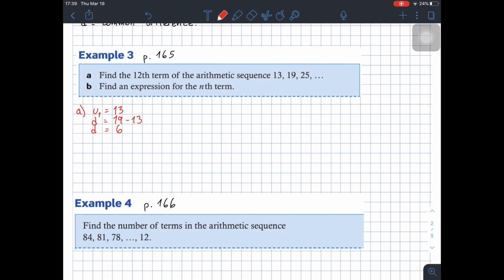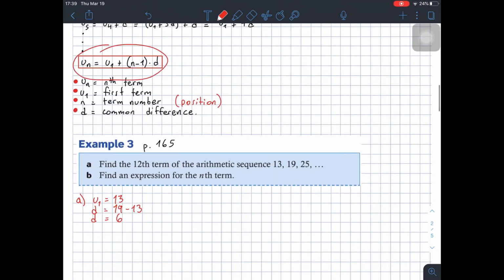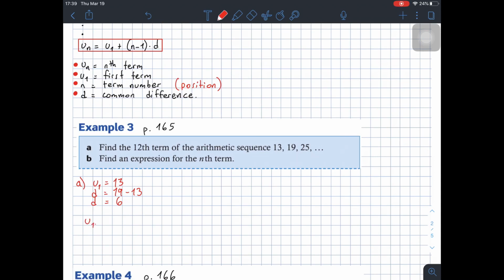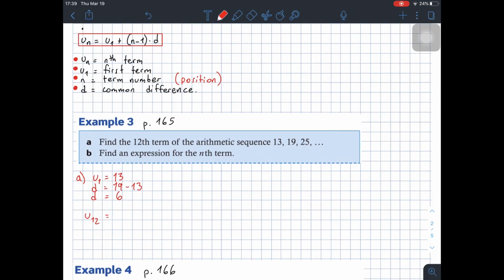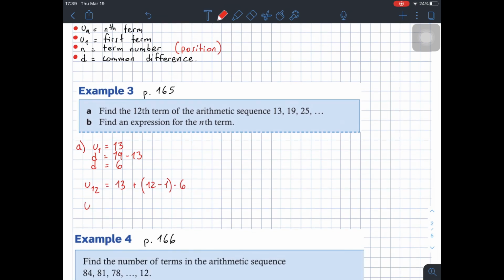So in order to find the 12th term, we're going to apply this formula, and we're going to say it's u12, because we want to find the term in the 12th position, equals u1, the first term, 13, plus n, which is 12, the position, minus 1, times the common difference, which is 6, right? So we solve this. 11 times 6, that's 66, plus 13. This would be 13 plus 11 times 6, 79. So the 12th term of this arithmetic sequence is 79.